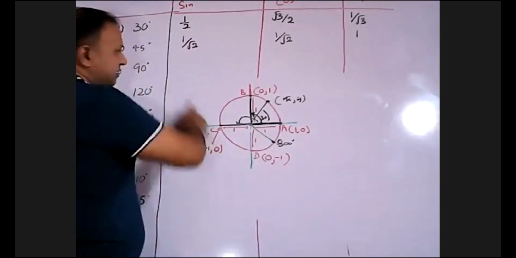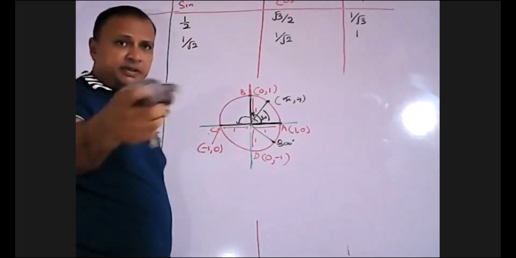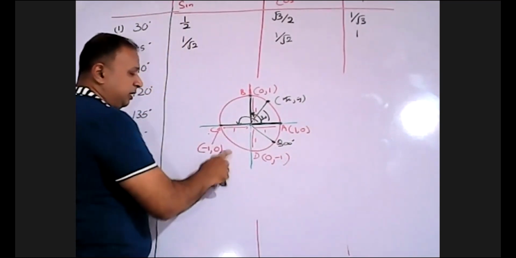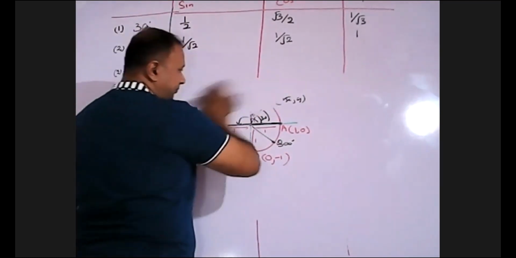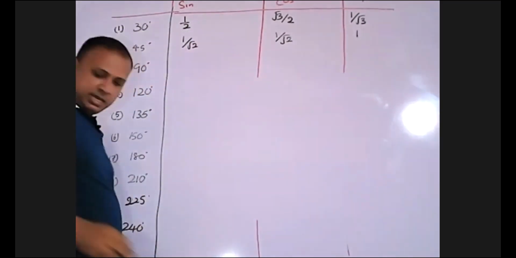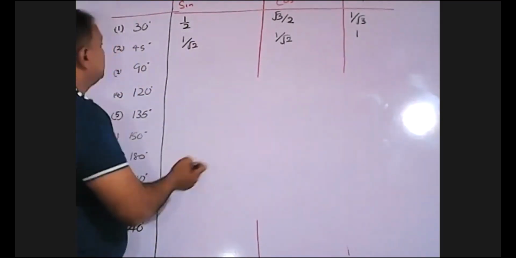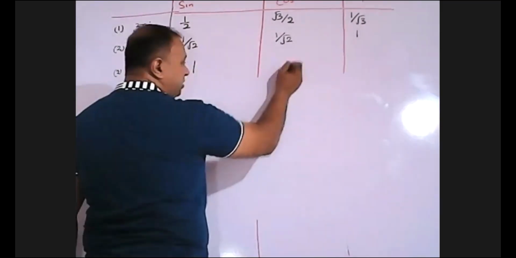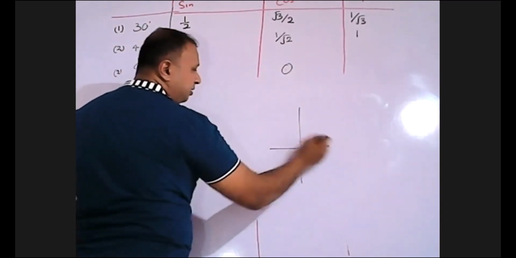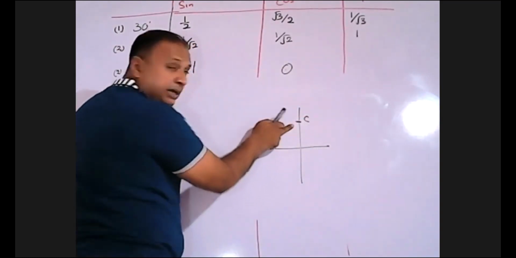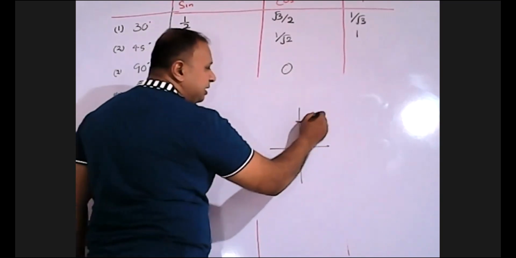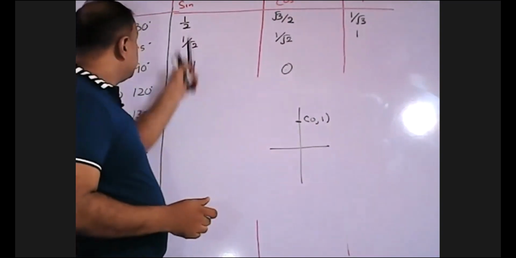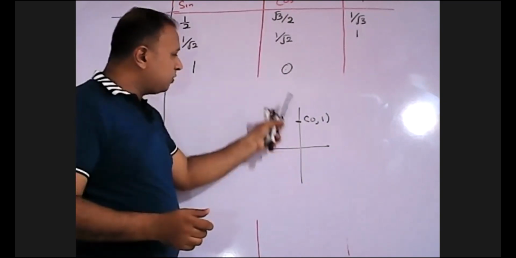Okay. First, you may complete this table, complete these questions. Then I will give you this as a note. Okay. Therefore, sine 90 is equal to 1. Cos 90 is equal to 0, because the Cartesian coordinate relevant to this angle is 0, 1. Therefore, the sine value is equal to 1, the cos value is equal to 0.